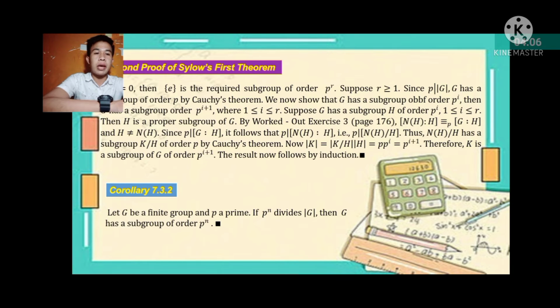Now the order of K is equal to the order of the quotient group times the order of the group H, which is equal to P times P to the power of i, which is P to the power of i plus 1. Therefore, K is a subgroup of G of order P to the power of i plus 1. The result now follows by induction. That is the end of our proof, the second proof in theorem 7.3.1.